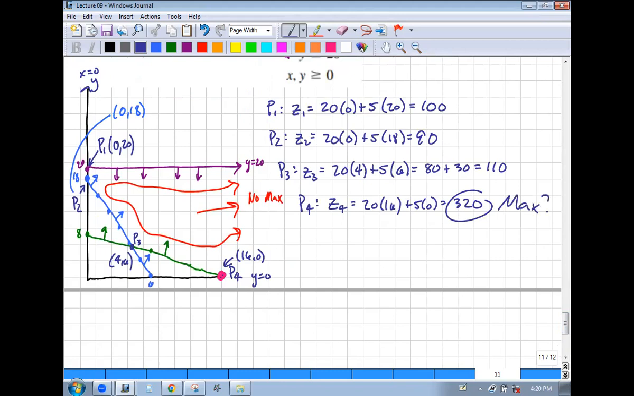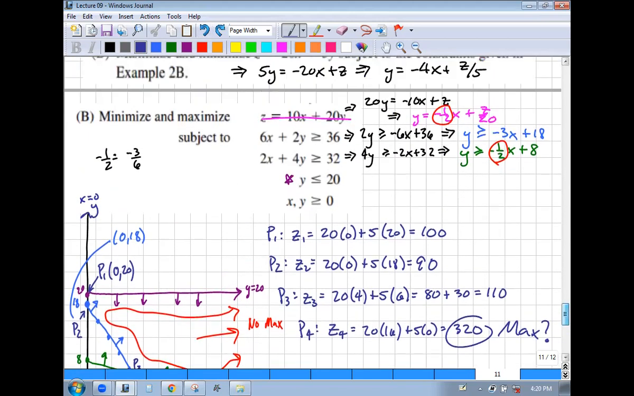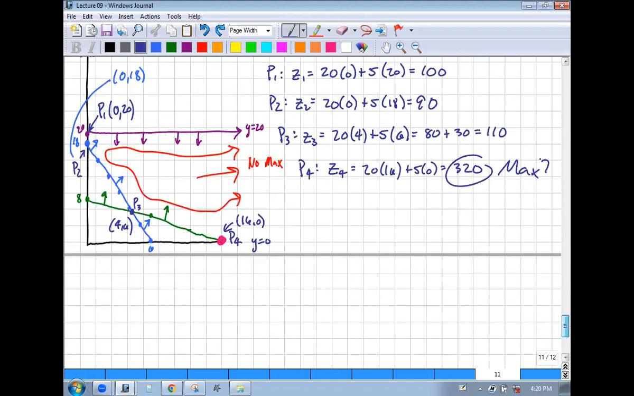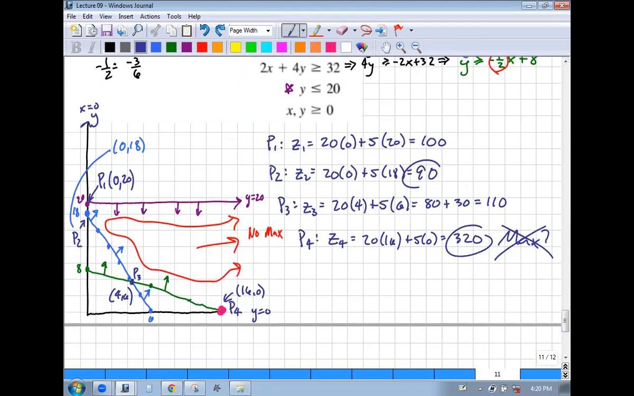So this one could give us a max, right? But no, we already know there is no maximum. In this red zone here, our unbounded area, X can be as big as we want it to be. If X could be as big as we want, make it infinity, that means Z is infinity. So this is not a max. There is no max. But we do have a minimum.